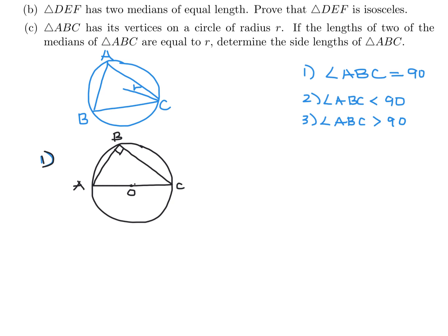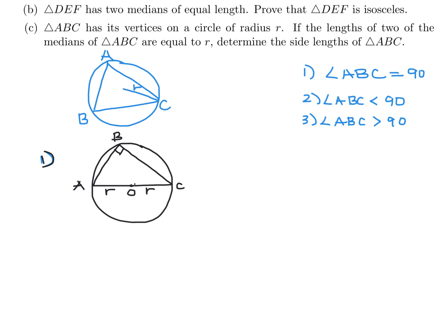Okay, so this is scenario number one. So what do we have to prove here? Determine the side lengths. And the only thing we're told is that the radius is r. So that's r and that's r. So O to C is r and O to A is r. Okay, oh boy, where do I go from here?